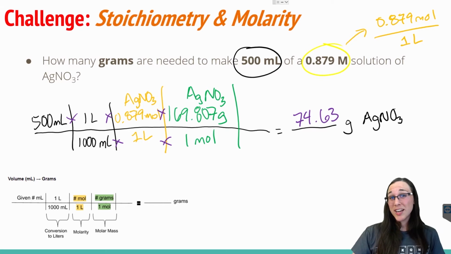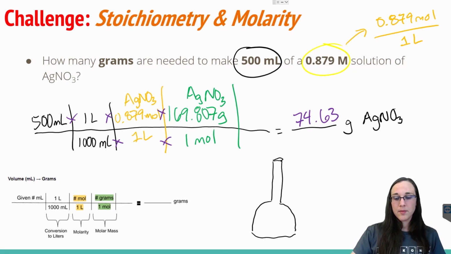Now, since this question actually pertains to what you'll probably see in an experiment or in a lab setting, let's quickly go through how you would actually do this. You would take your 74.63 grams of silver nitrate, a solid, and weigh that out on a scale. You would then need to take your 500 milliliter volumetric flask. Now don't judge my drawing here, I am not professing to be an artist.